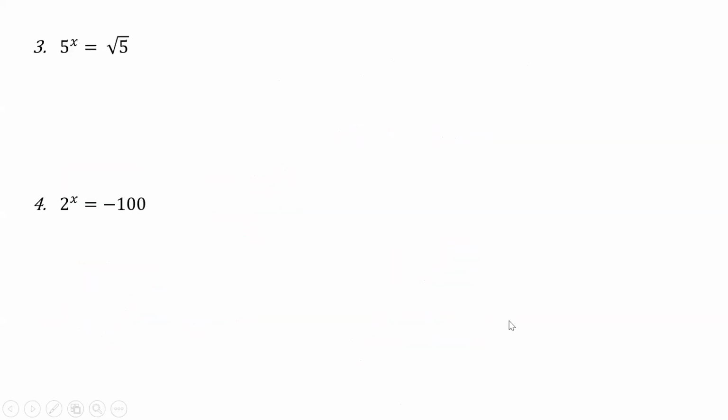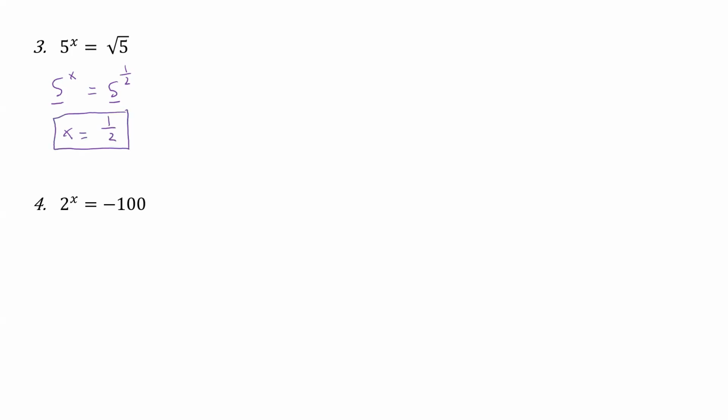All right, what about this one? Here we have the square root of 5. That doesn't really look like a base 5, but if we rewrite this as 5 to the 1/2, because that's what square root is, to the 1/2 power, now same base. And so we just set the exponents equal, and that one we didn't have to do any work. It was just x is equal to 1/2.